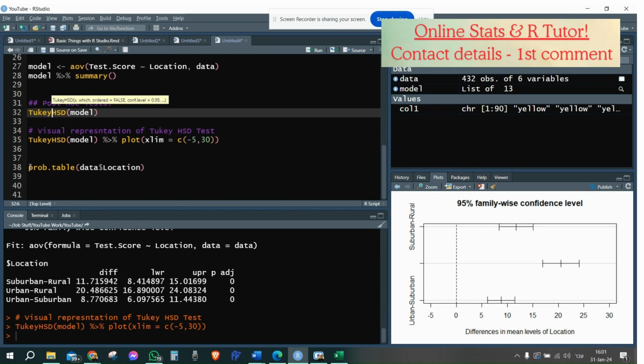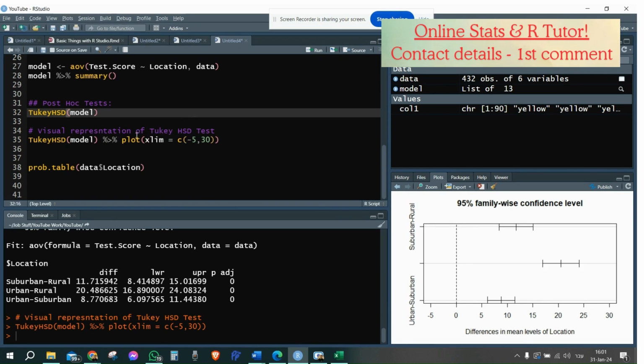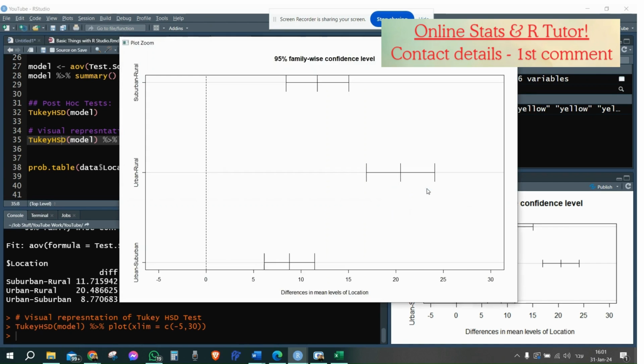From the visual representation of the Tukey HSD, we can see that the zero line here represents no difference between the results. If we enlarge that for a second, we can see the urban and suburban comparison. We can see that the zero line is outside of this confidence interval. Same goes for urban and rural.